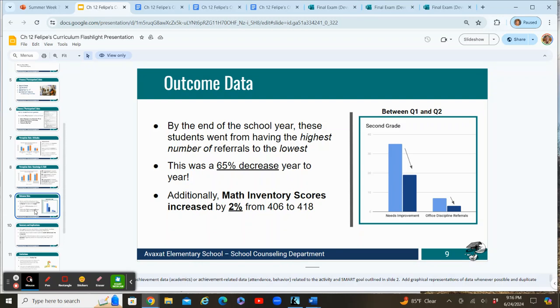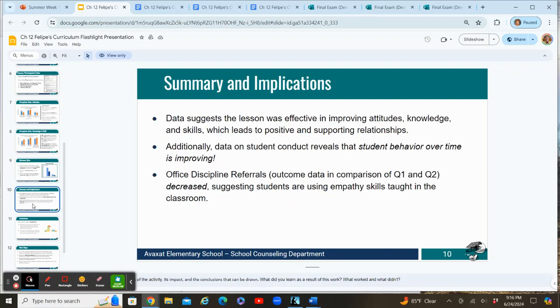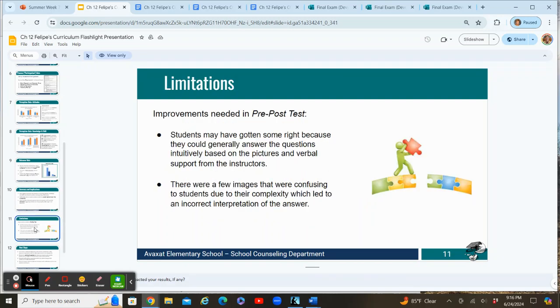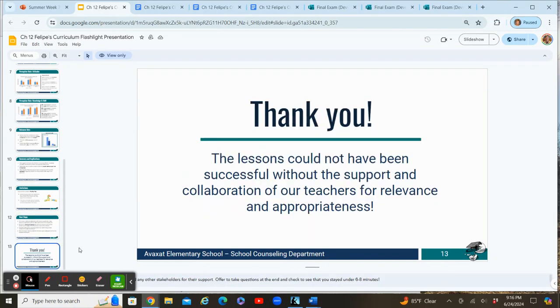You also want to look at graduation rates. You want to look at other big ticket items that administrators are going to love you for, because you've made such a change in behavior, attendance, or achievement. And then you talk about the summary of what you did and the implications, the limitations, maybe some things you want to do differently next time. What are your next steps? And then that thank you at the end.